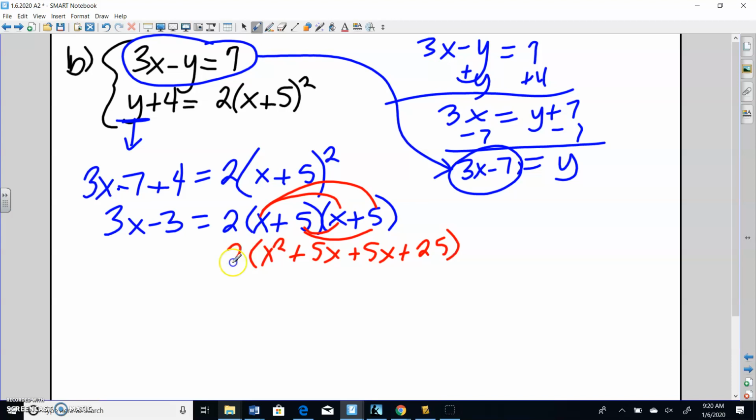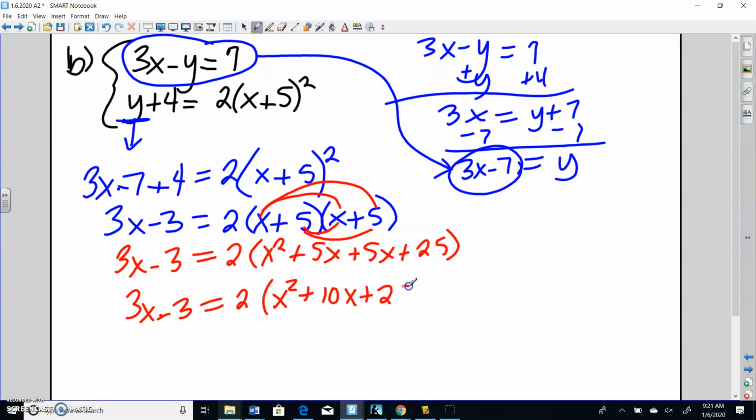Bring that 2 down, equals 3x minus 3. And in the parentheses, what can I combine? The 5x's. So 5x plus 5x is 10x. So I'm going to have 3x minus 3 equals 2 times x squared plus 10x plus 25. Now I need to get rid of the parentheses, so I'm going to distribute the 2 through, get everything equal to 0 on one side, and then I'm going to use the quadratic formula.